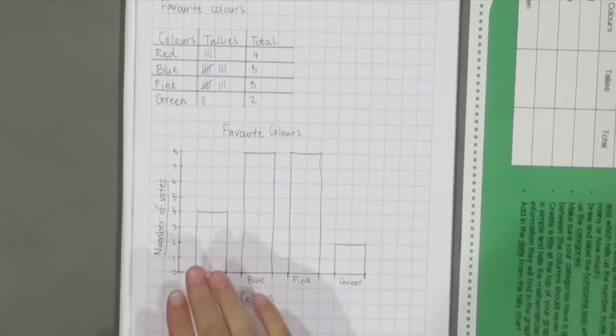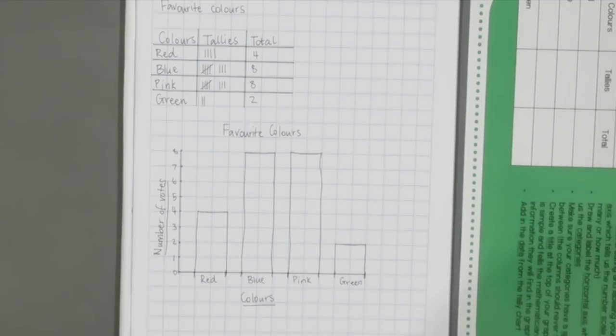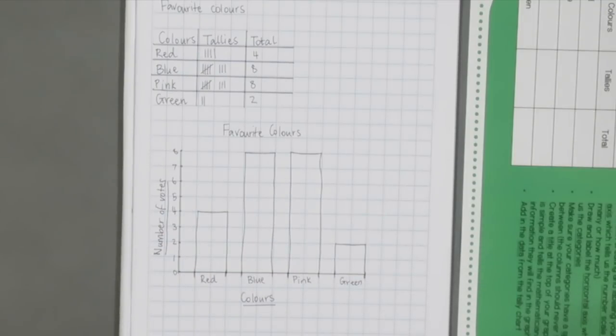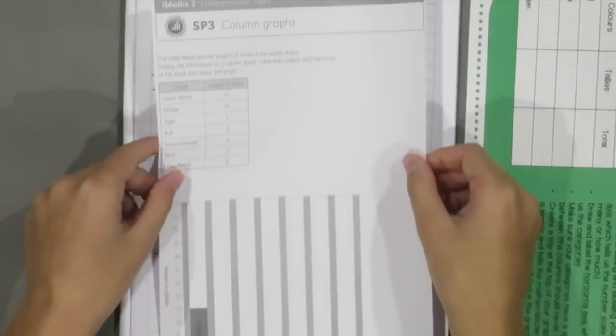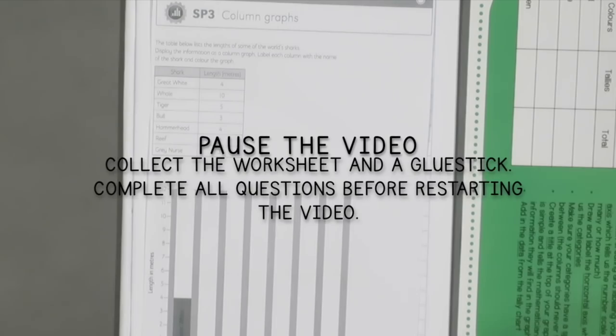Well done, Year 3. Your column graph should look just like mine. We should have nice, neat columns with spaces in between. We've got our title, our subtitles, scale and categories. It is now time for you to move on to your fast finisher work. At the front of the room, you will need to grab this worksheet and a glue stick and complete that on your own. Once you have finished, you may restart this video and we will go through the answers. Go and collect those materials now.